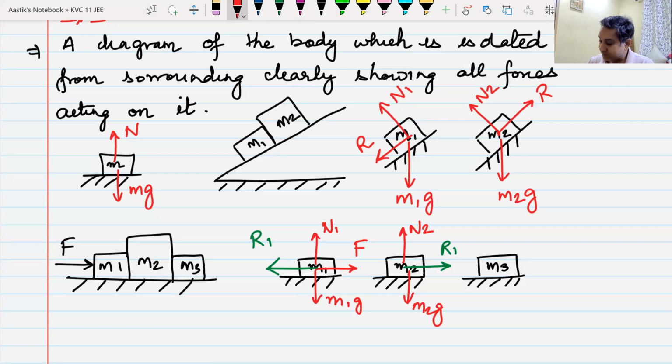Then what about M3? M3G here, N3 here. This becomes the free body diagram of M3. Do we understand this? Yes or no? Anyone has drawn this? This is wrong. I have missed forces.